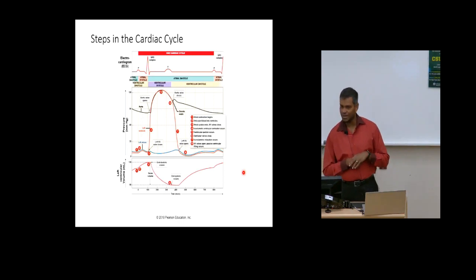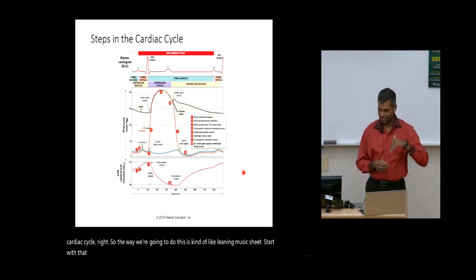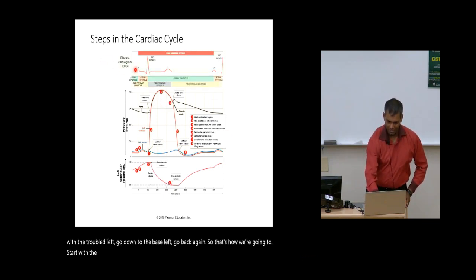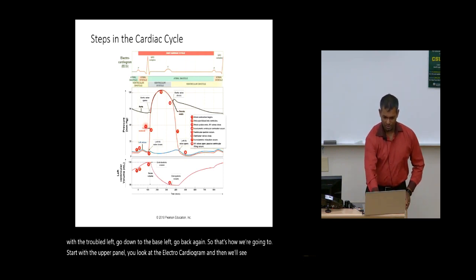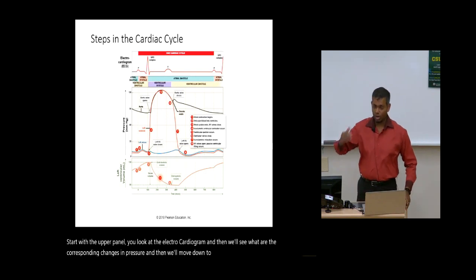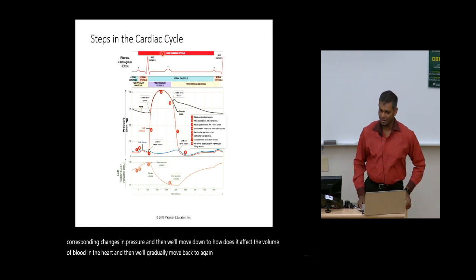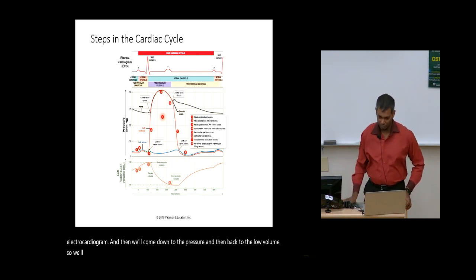Okay, now we move on to the various steps involved in the cardiac cycle, right? So the way we are going to do this is kind of like reading a music sheet. Start with the treble clef, go down to the bass clef, go back again. So that's how we're going to start with the upper panel. You look at the electrocardiogram, right? Then we'll see what are the corresponding changes in pressure, and then we'll move down to how it affects the volume of blood in the heart, and then we'll gradually move back to again what's happening in the electrocardiogram, and then we'll come down to the pressure, and then back to the blood volume. So we'll be going back and forth.